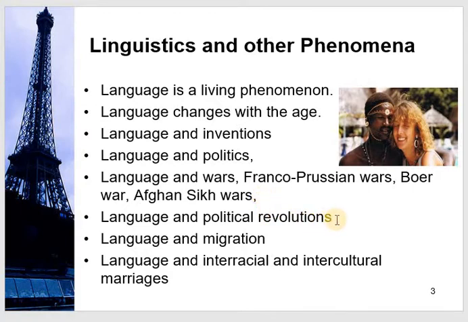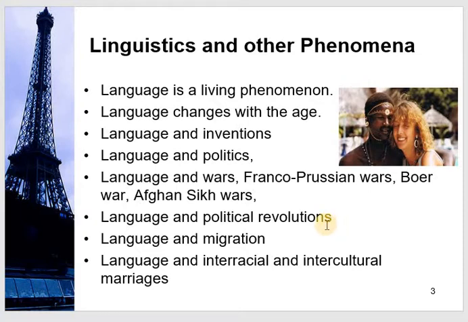Language and political revolutions. There were different revolutions in different parts of the world, and basically there were some dictatorships, like Italy's Mussolini and some other dictators were ruling. In some areas, democracy was there. So language was also affected through revolutions.